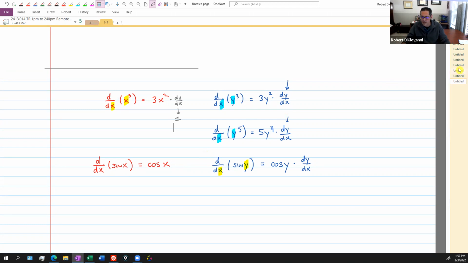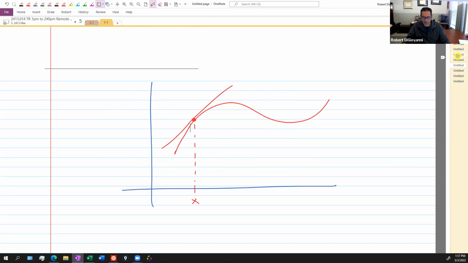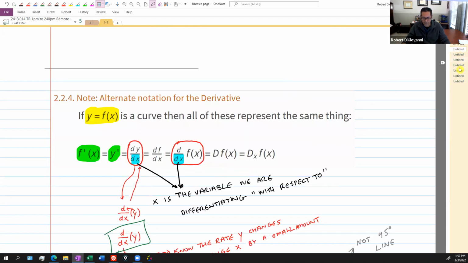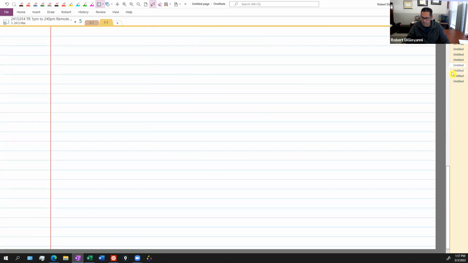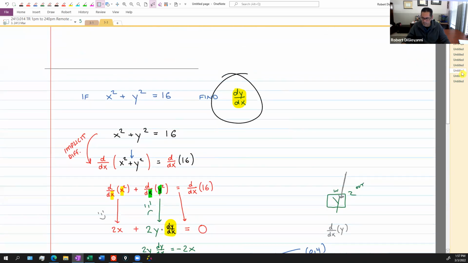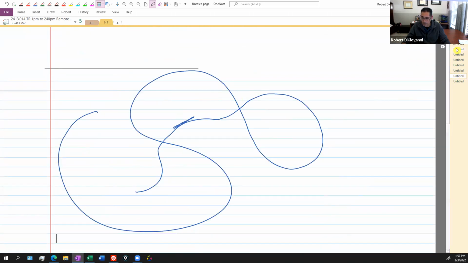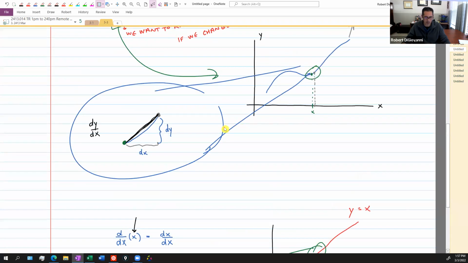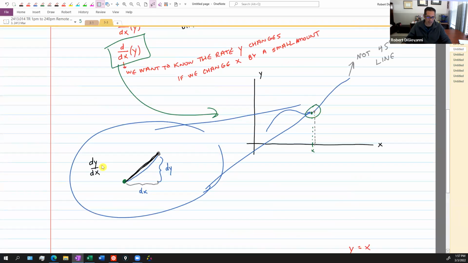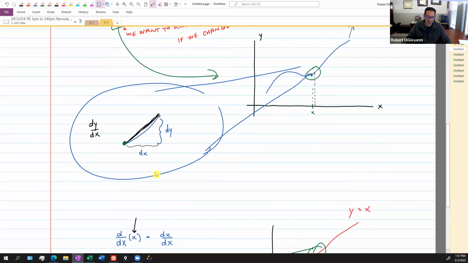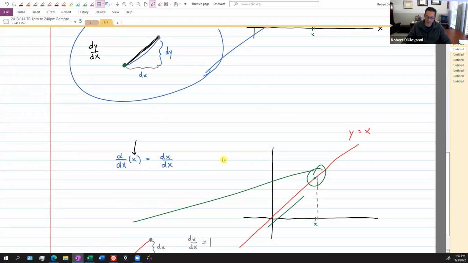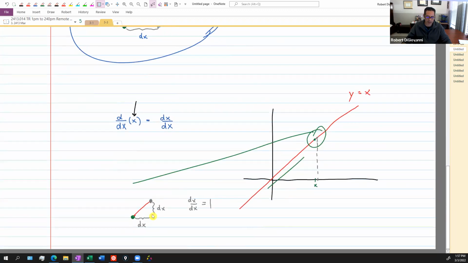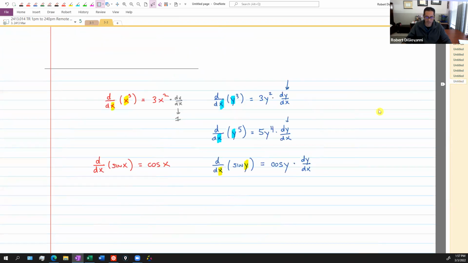That's what I was trying to illustrate when I drew these pictures earlier. Where are they? I don't know where they went. Oh, here, where I was saying dy/dx is the ratio of this to this, but if you're doing dx over dx, that's the perfect diagonal, then that ratio is always 1. Trying to get you to see that.